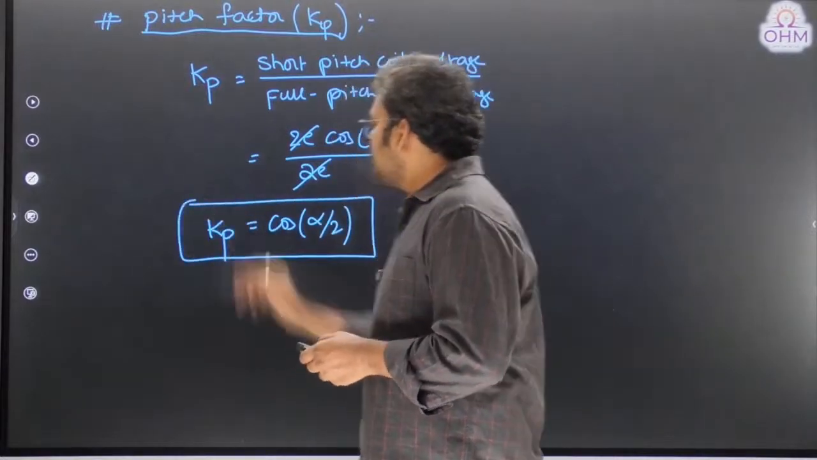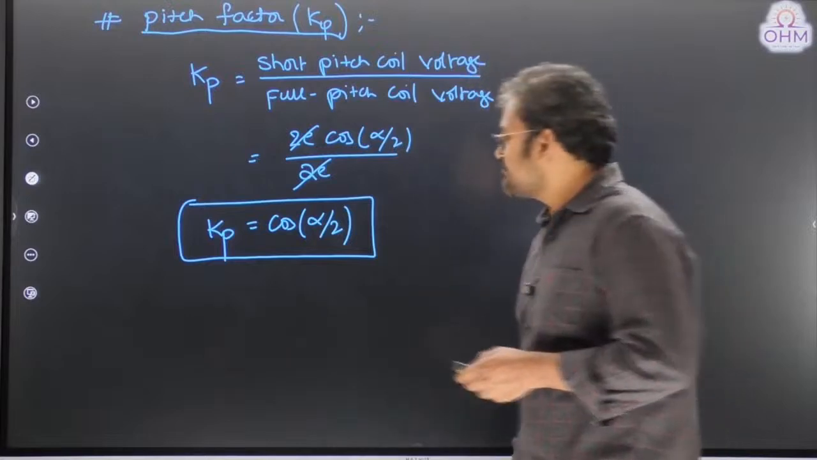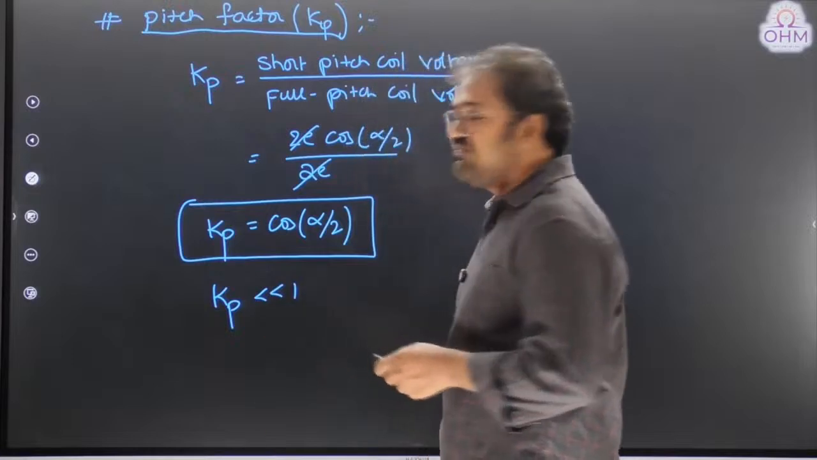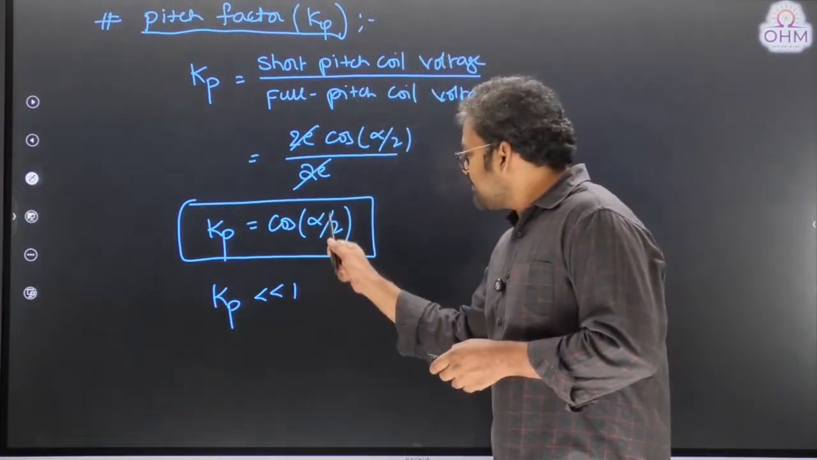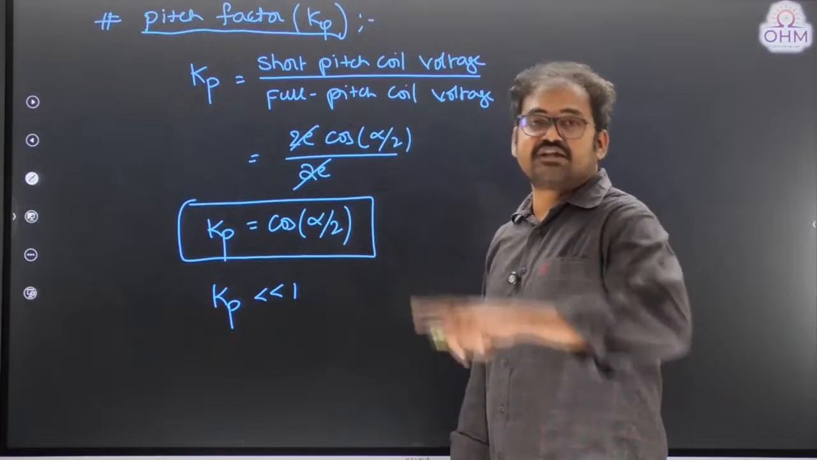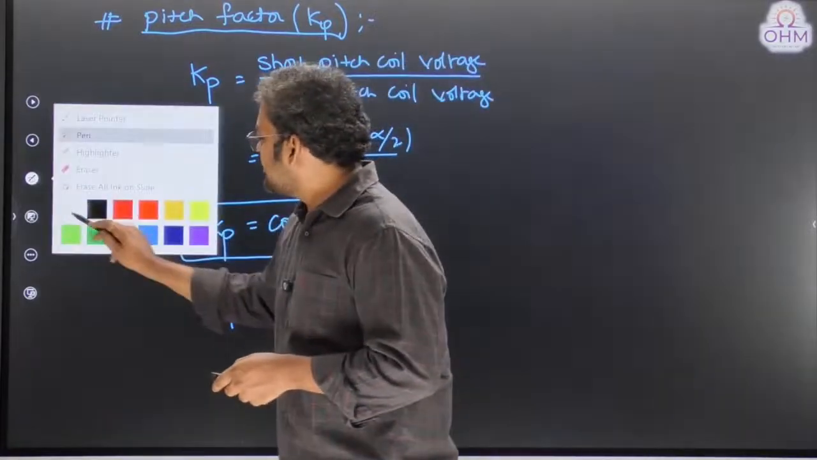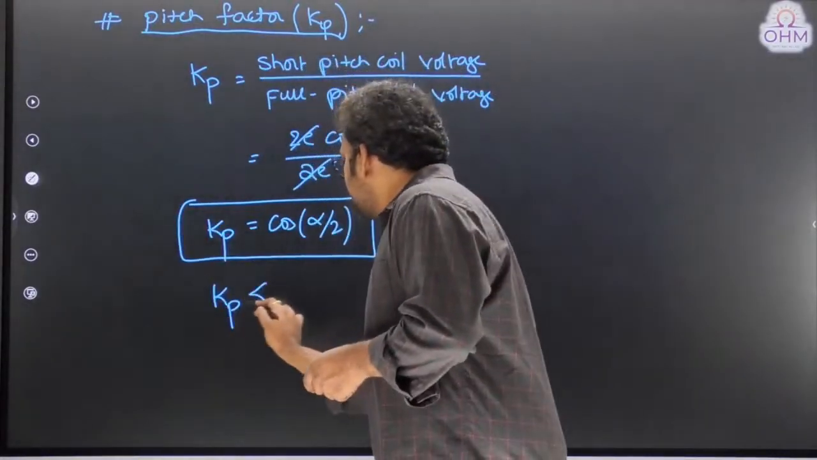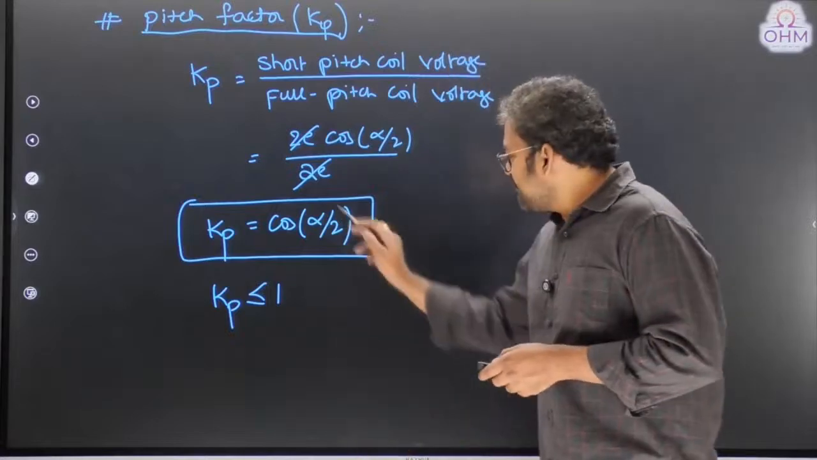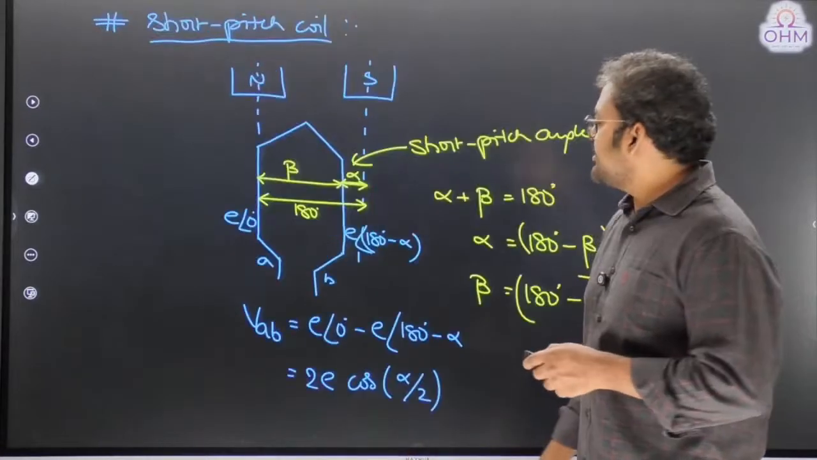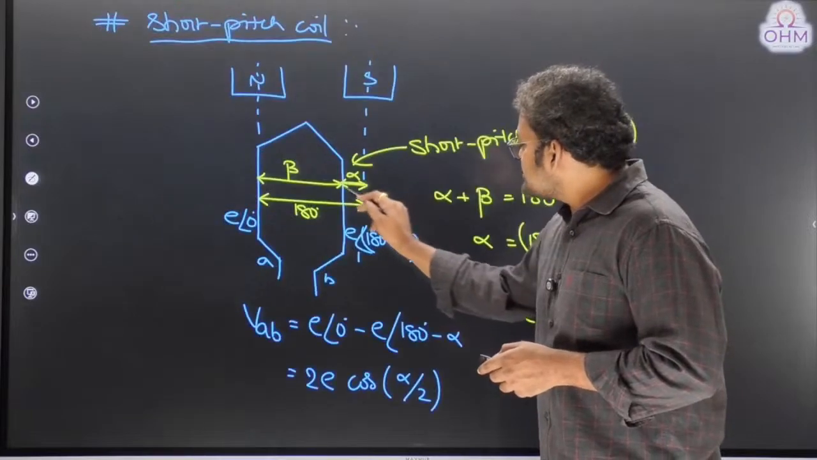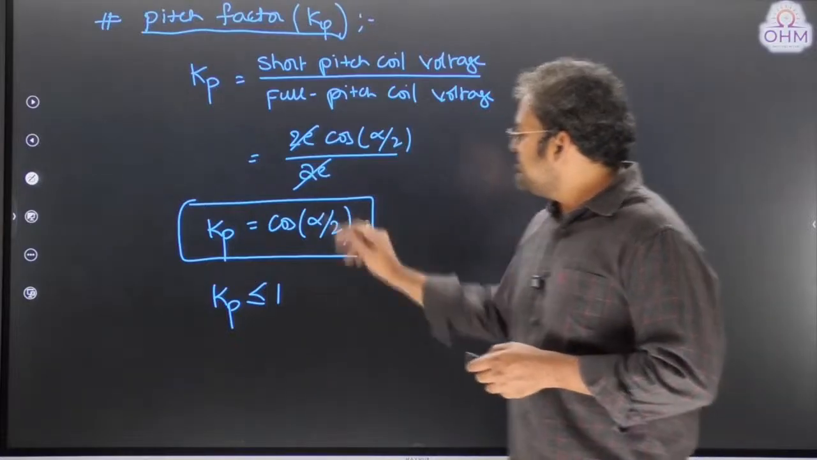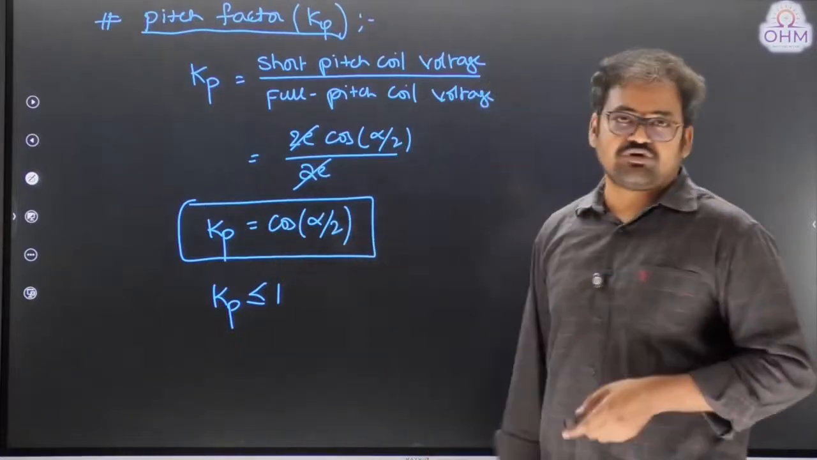And remember, for short pitch coils, this is always less than 1, because we know cos of any angle is always less than 1. What if alpha is 0? Then pitch factor will be equal to 1. So strictly speaking, I must write pitch factor is less than or equal to 1. What is meant by alpha is 0? There is no short pitch angle. If I use full pitch coils, then alpha will be 0, then pitch factor will be exactly equal to 1.